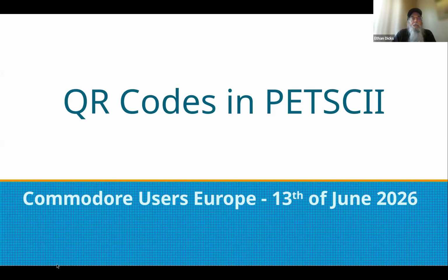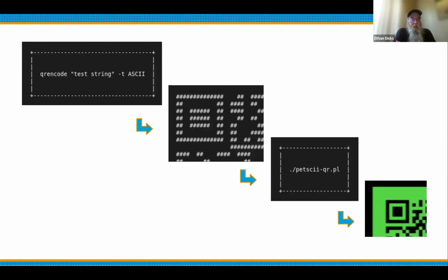So the basic process is there is a script that runs that takes your input text string, creates an ASCII version of the QR code, and then a second Perl script reads in the ASCII code and directly emits a loadable PET binary program right into address 8000. So it just goes right into the screen, and that's the workflow.